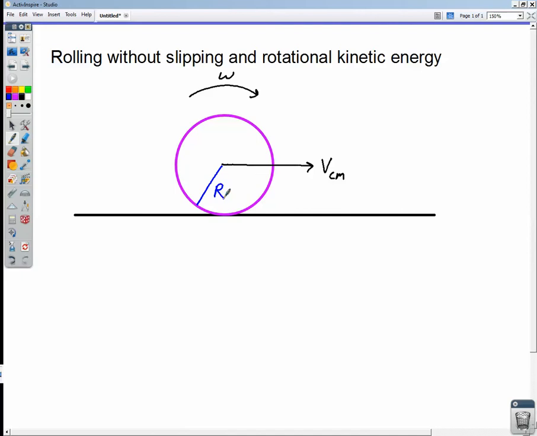So if this object is rolling without slipping, then from the wormhole equation, we know that the velocity of a point on the rim of this wheel is going to be going that direction as well. And the velocity of that point is equal to r times omega. And if this is rolling without slipping, then we can say that the velocity of the center of mass, as a matter of fact, is equal to r omega. So this is the condition for rolling without slipping. The velocity of the center of mass is equal to r omega.